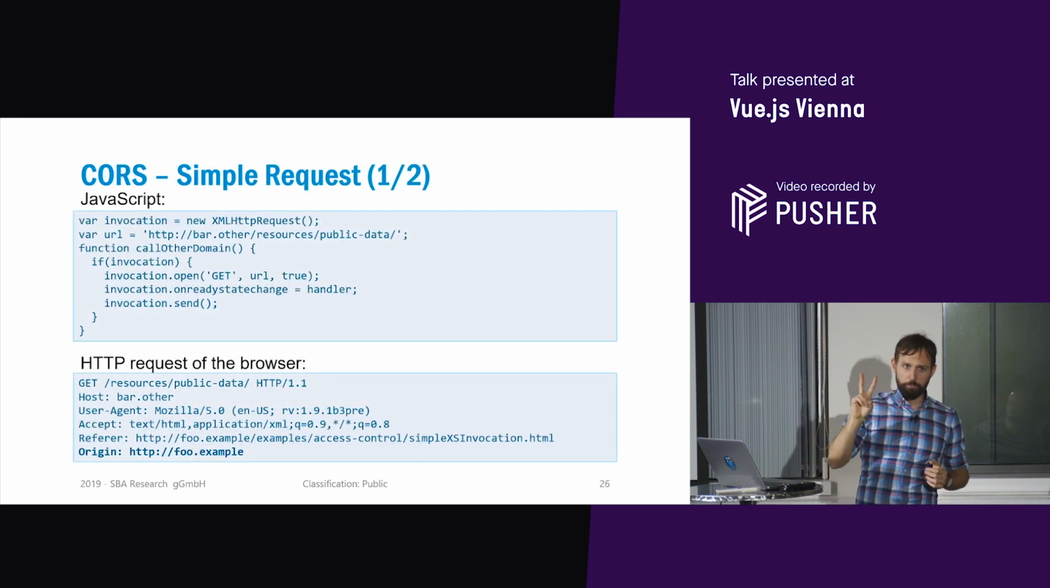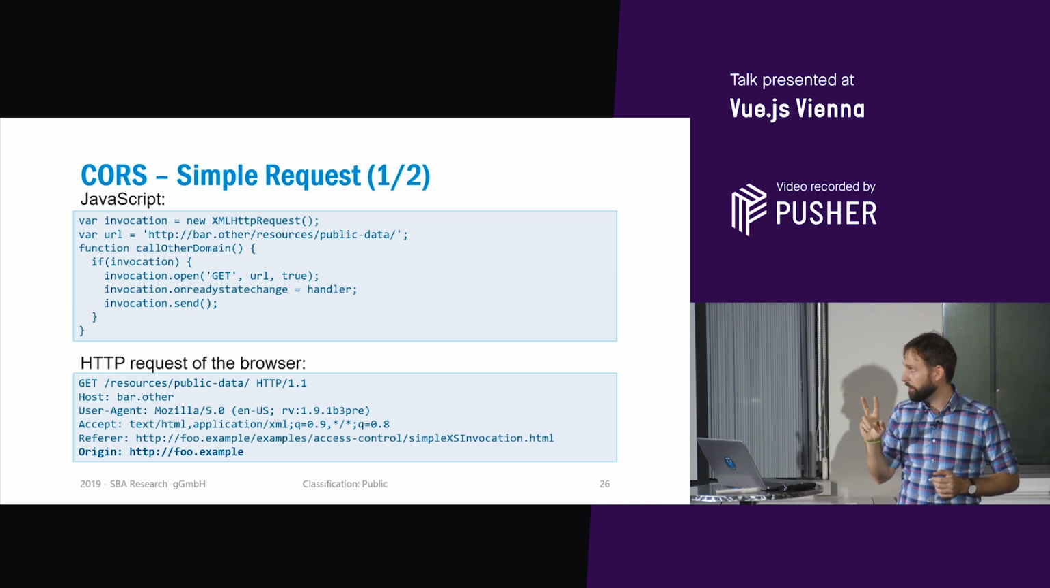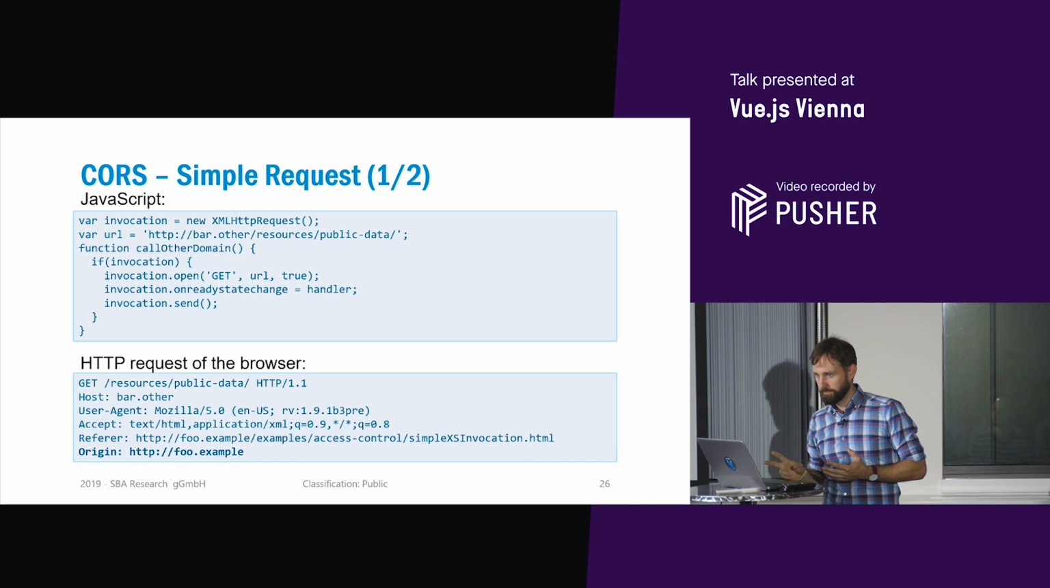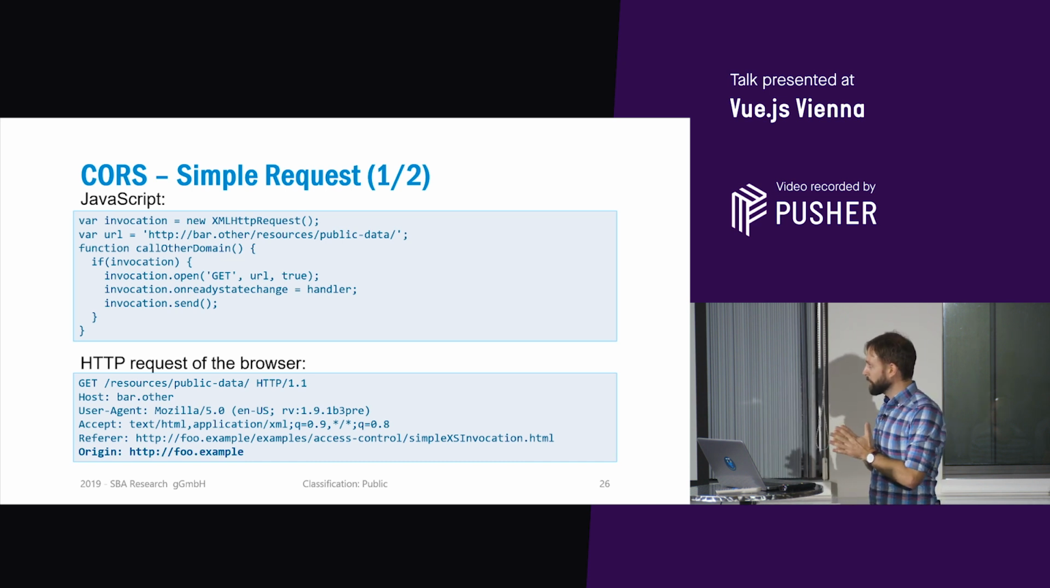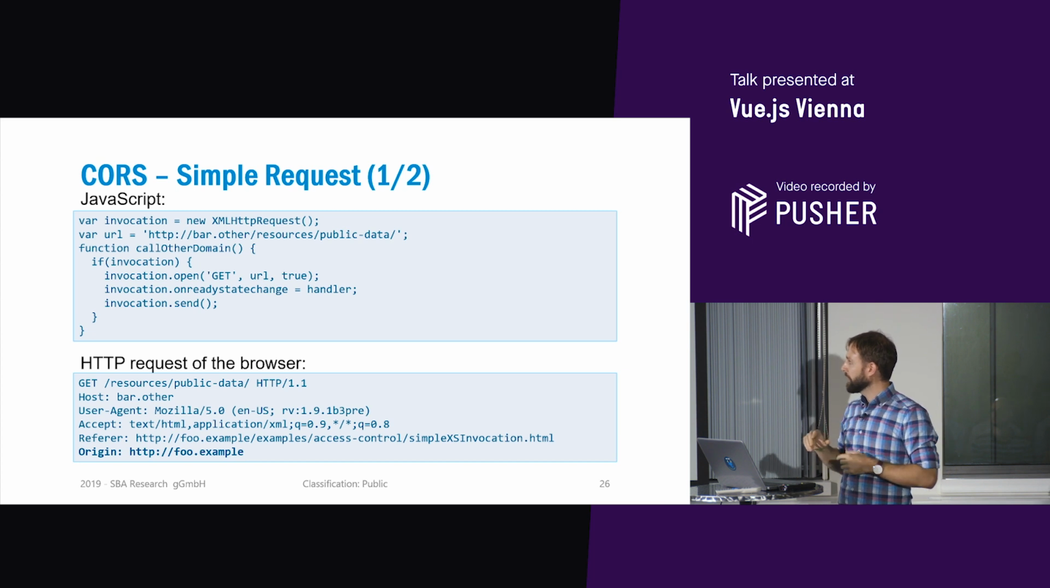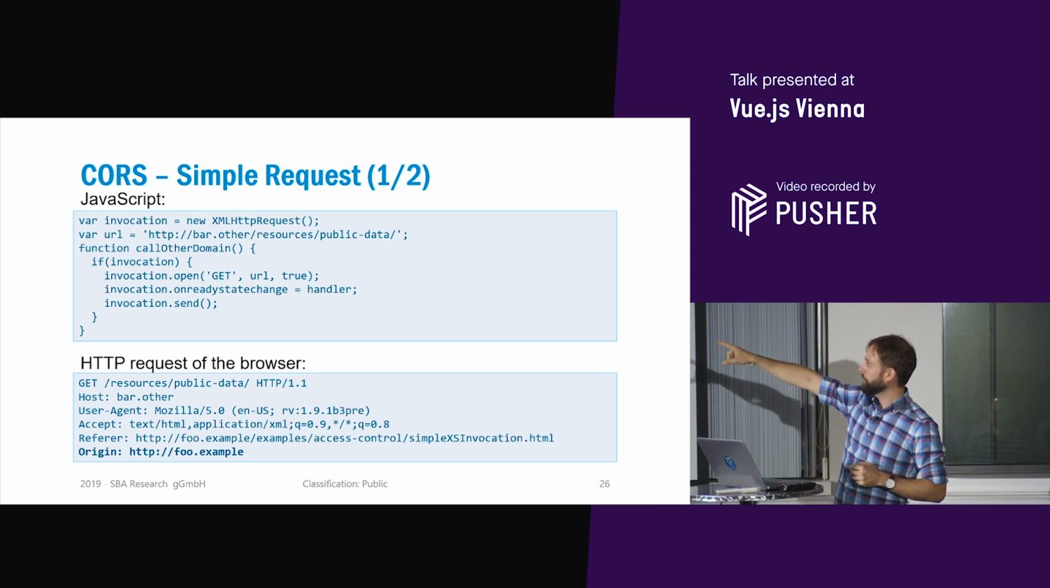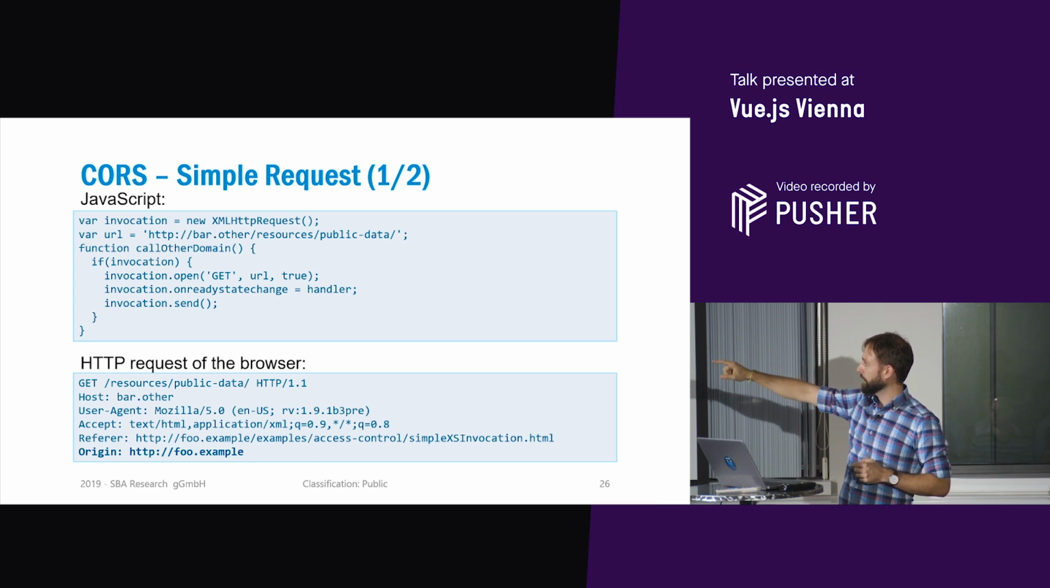Now, there are two types of requests that play a role in cross-origin resource sharing. That's simple requests and preflighted requests. Now, simple requests are just the ones, basically, that do not change anything on the other side. We have, for example, a GET request to the URL bar.other, resources something. It's a GET request. We have no custom header set or anything.